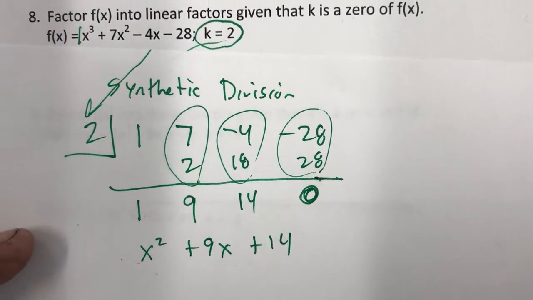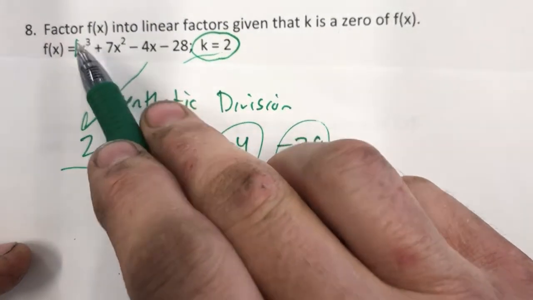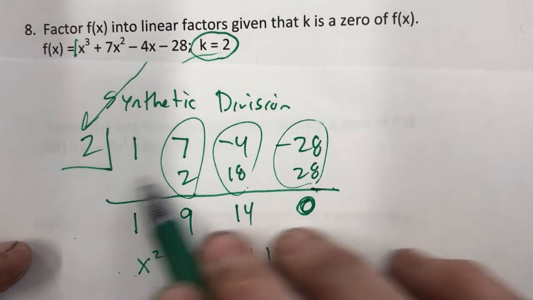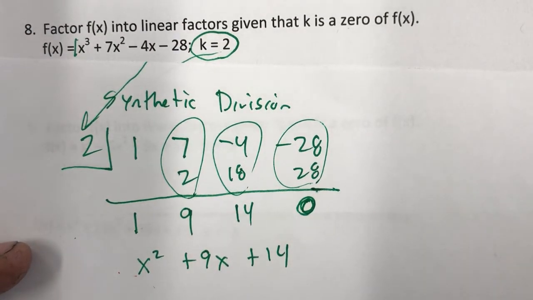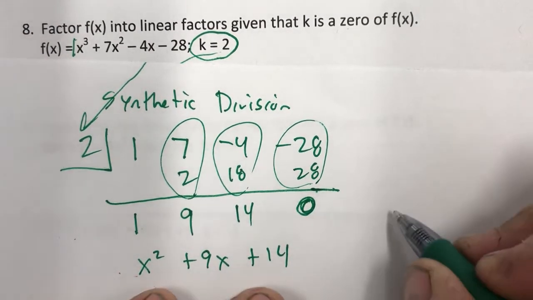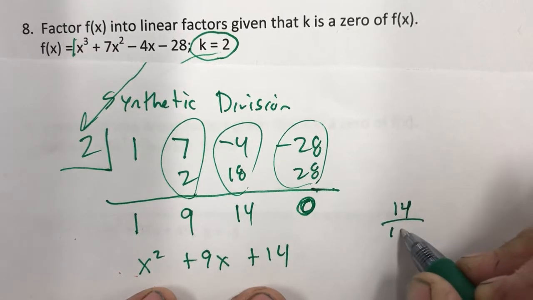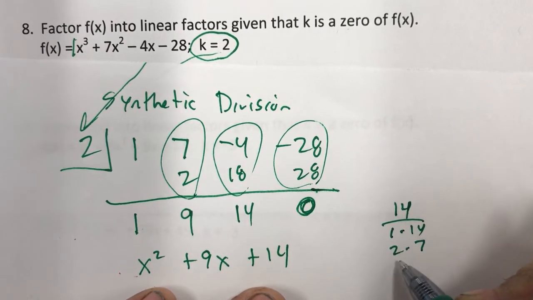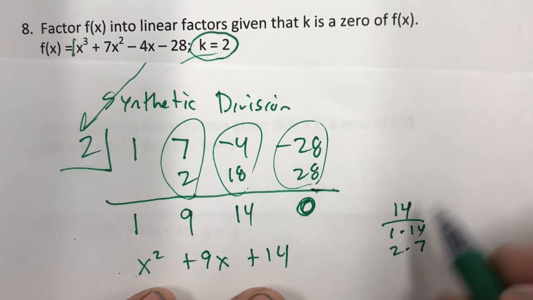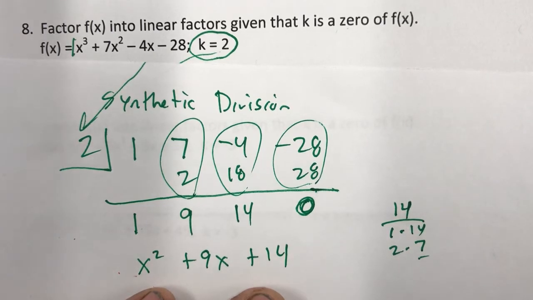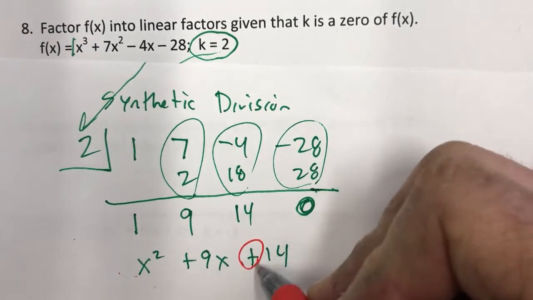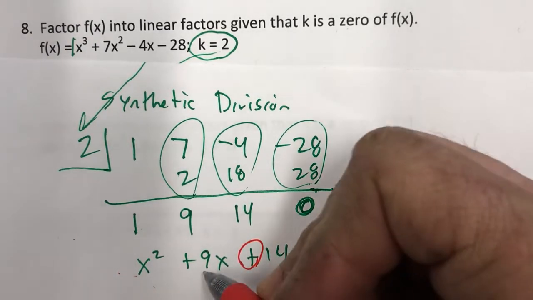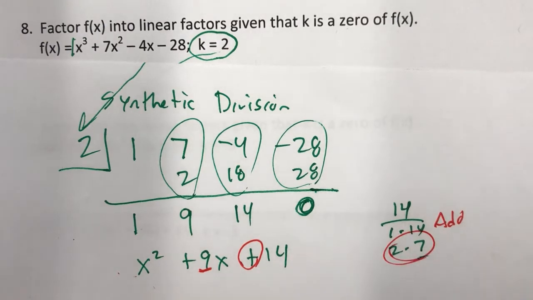Now, again, from before, since this is x to the third, that's 1 degree less down here if you do the synthetic division. Okay, now if we take our 14, 1 times 14, 2 times 7, 3 doesn't go, 4 doesn't go, 5 doesn't go, 6 doesn't go, 7's over there. So there's all my factors for 14. Now, since that's a plus, we need to add these, and we got to get 9 right there, 2 and 7.